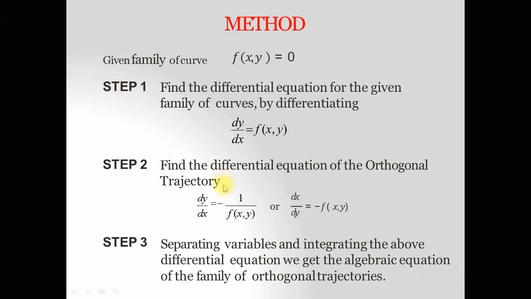So first of all, differentiate the given equation, and we get the differential equation of the given family of curves. Then, at the second step, find the differential equation of the required orthogonal curves. For this purpose, taking the negative reciprocal, we obtain the differential equation of the required orthogonal curves. After separating variables and applying integration, you will get the required algebraic equation of the second orthogonal family of curves.